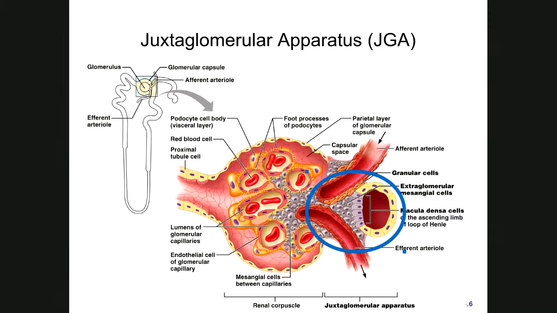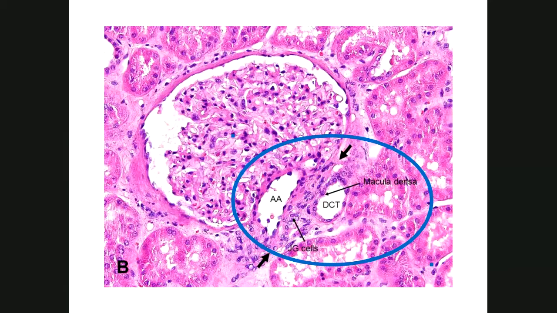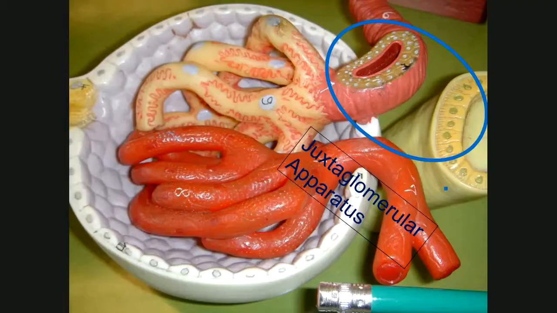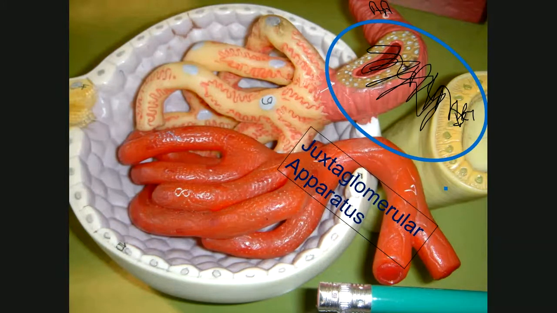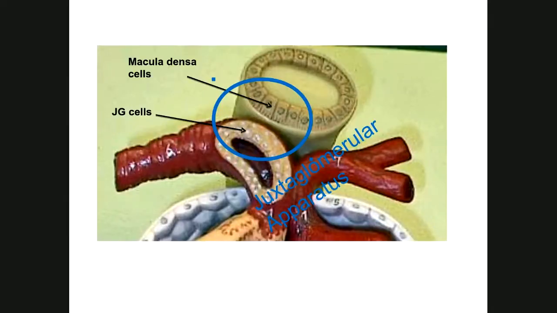So if I blow that up again, it looks like this under a microscope. So there's the afferent arteriole, and there's the distal convoluted tubule. And look, they touch each other right here. That's our JG apparatus. And if we look at it, we can see two different types of cells.